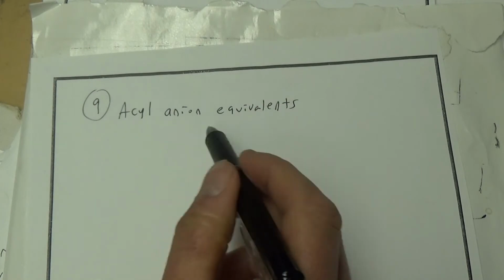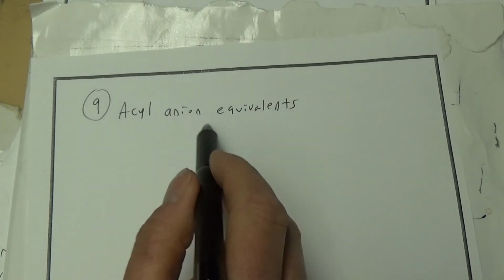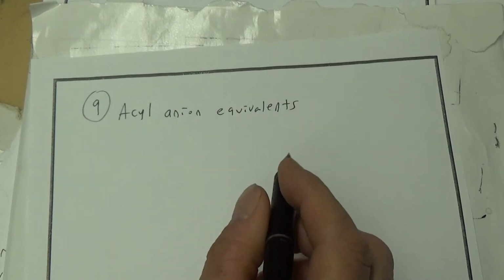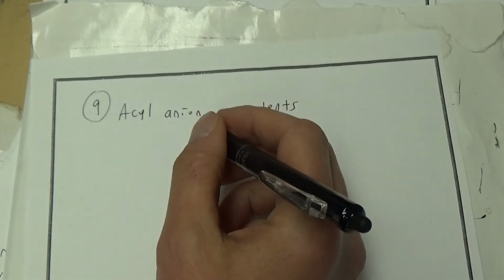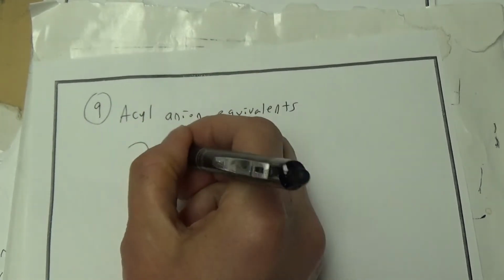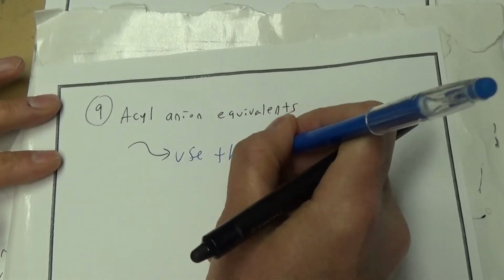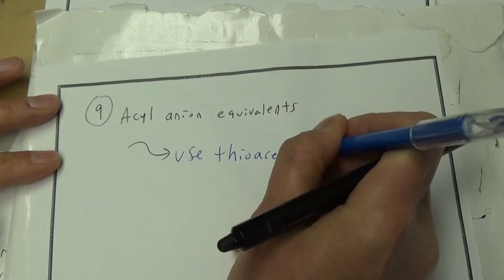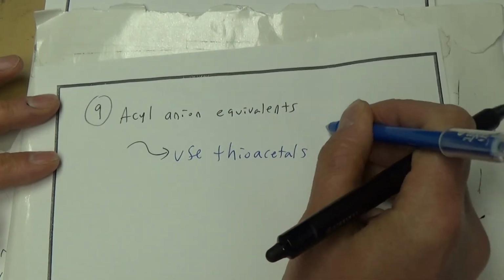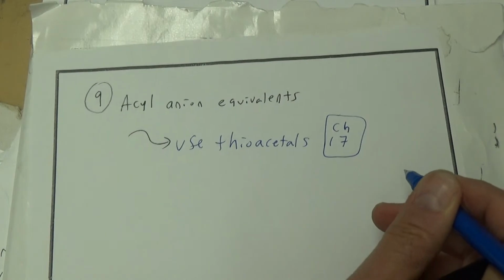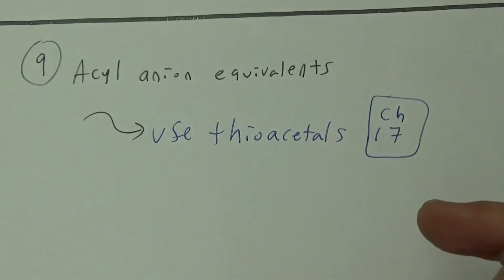Okay, so still on number 9, acyl anion equivalents. Acyl anions aren't really possible, but we do have this concept of acyl anion equivalents. We're going to use thioacetals, and that was a chapter 17 topic. And this allows us to basically do everything we'd want with the concept of an acyl anion.